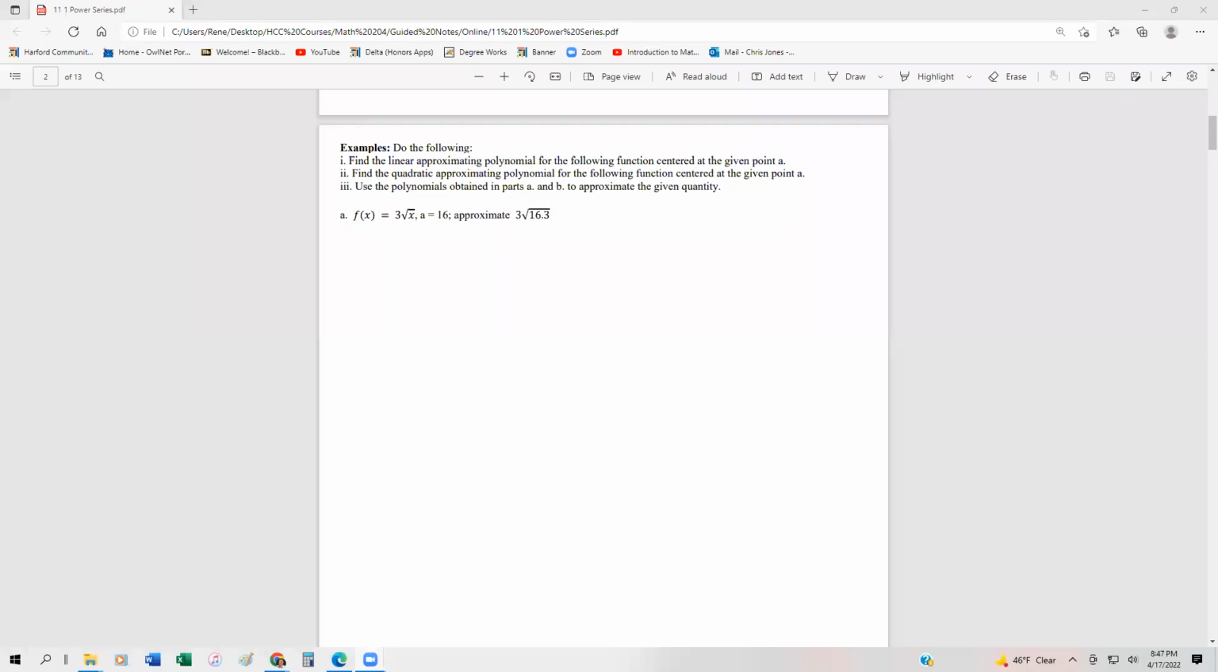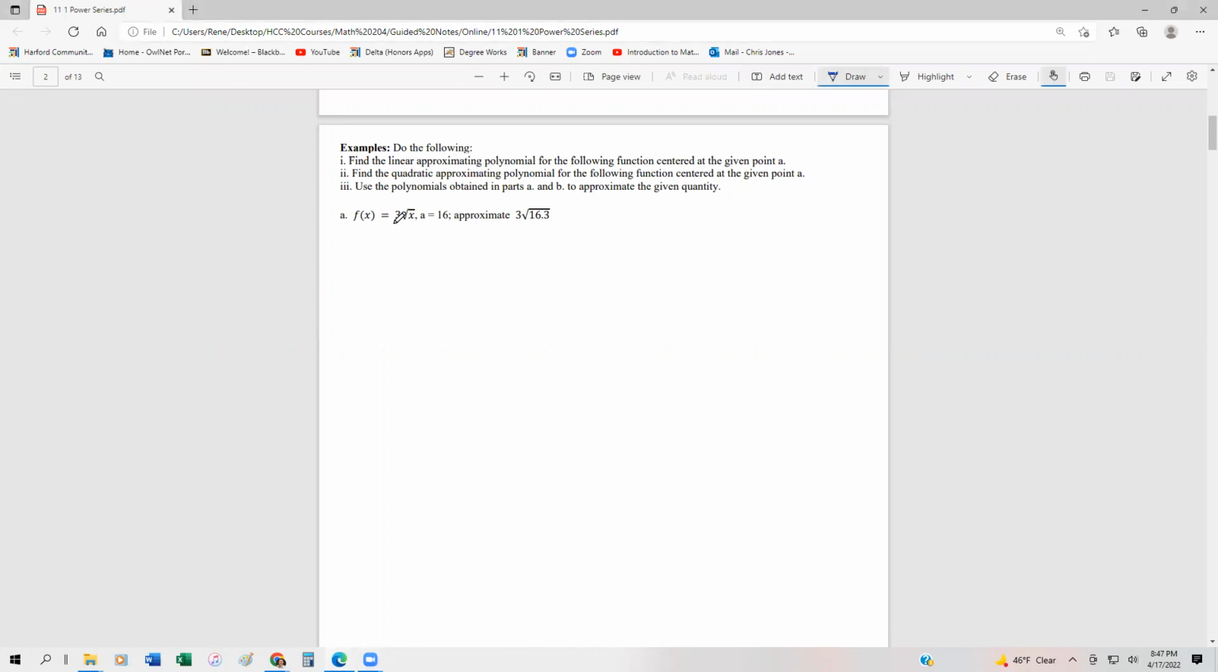So let's see if we can find a couple of linear as well as quadratic approximating polynomials for a given function. And then let's see if we can approximate a specific value using those two approximating polynomials. So let's take a look at this function.